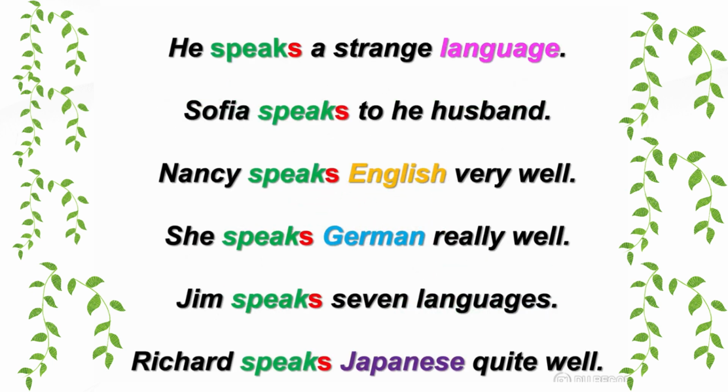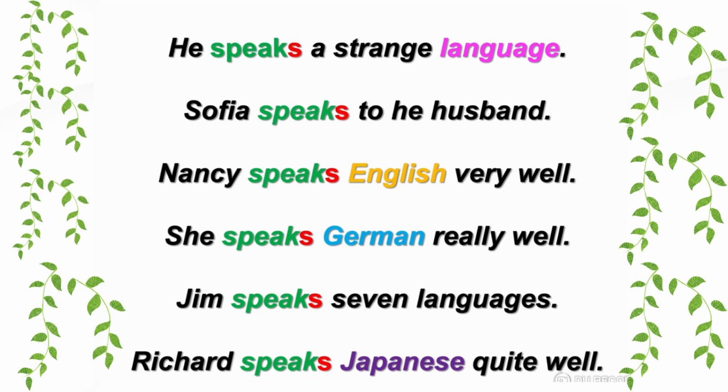He speaks a strange language. Sophia speaks to her husband. So there is an R missing. Her, not he. Her. So write R. The R is missing. So Sophia speaks to her husband. Nancy speaks English very well. She speaks German really well. Jim speaks 7 languages. Richard speaks Japanese quite well.